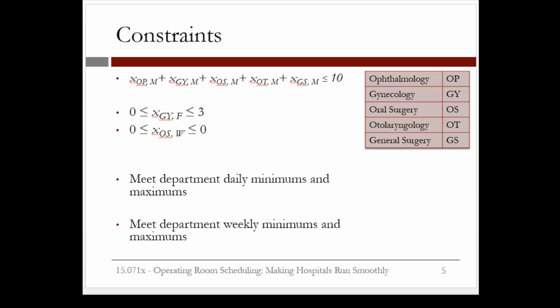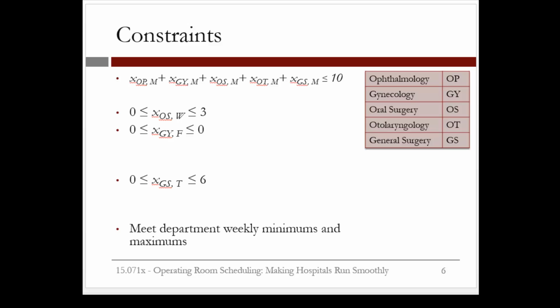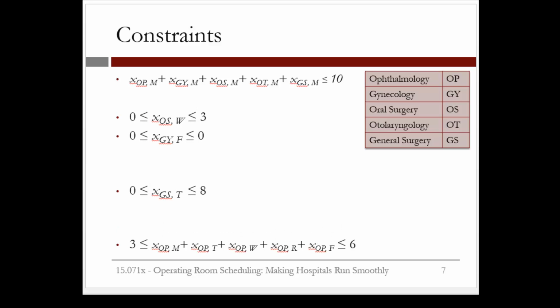The next set of constraints is that we must meet department daily minimums and maximums. For example, the general surgery department on Tuesday requires between 0 and 6 operating rooms. We would have a similar constraint for every department and for every day of the week. We also need to meet department weekly minimums and maximums. So, for example, the ophthalmology department has a minimum of 3 and a maximum of 6 operating rooms that it needs in any given week.